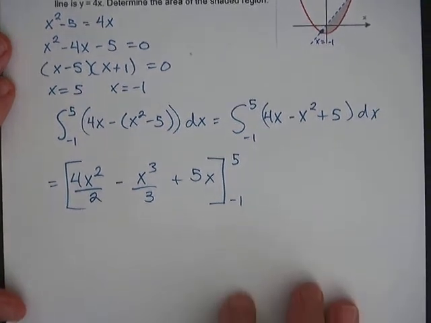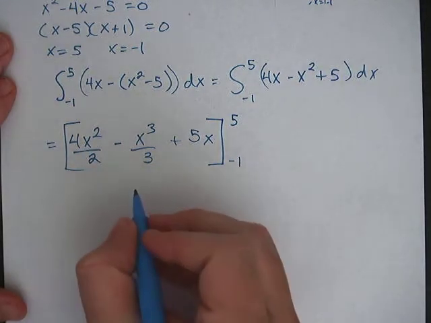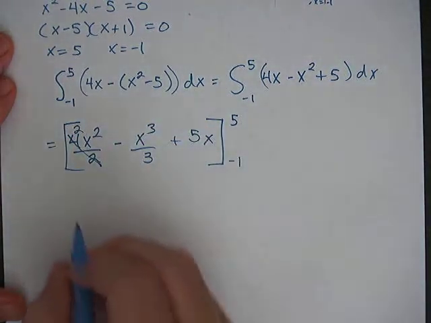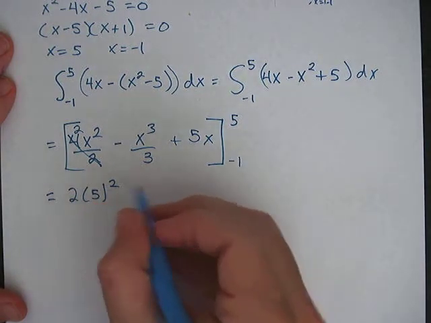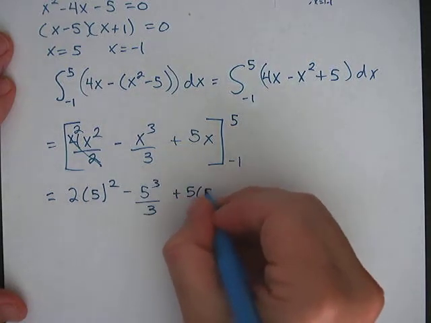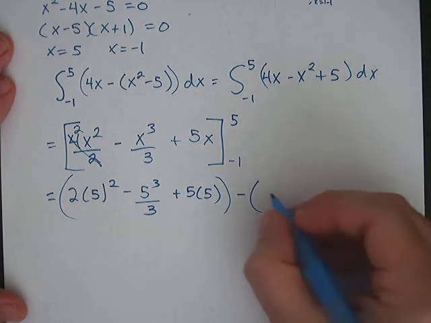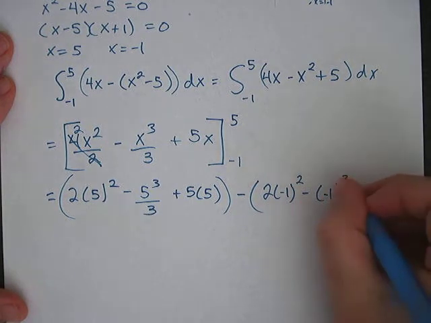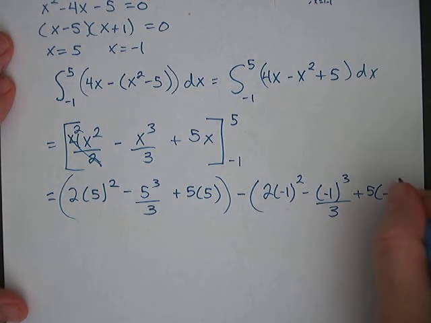Okay, so we plug those in. The 5 first. Well, we can clean this up if you want. This would just become 2x squared. So plug in the 5: 2 times 5 squared minus 5 cubed over 3 plus 5 times 5. That's the upper limit. Minus the lower limit: 2 times negative 1 squared minus negative 1 cubed over 3 plus 5 times negative 1.